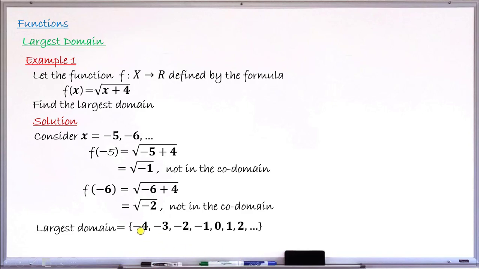My largest domain will now start from minus 4, minus 3, minus 2, minus 1, 0, 1, 2, up to whatever number, no matter how big it is, provided it is positive. The only negative numbers allowed to be part of your domain will now start from minus 4, minus 3. Anything smaller than minus 4, that very element will not have an image in the codomain. So this is the largest domain for this very function. Let's just move and take another example.